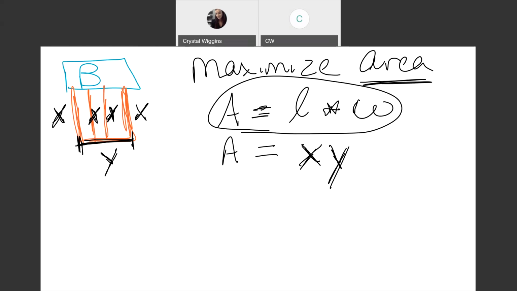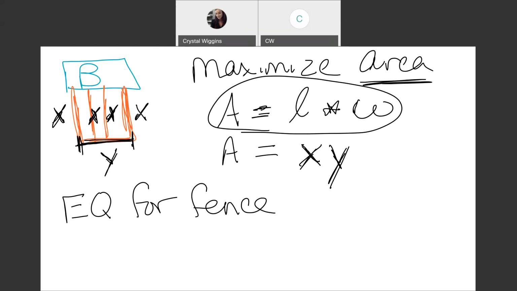Remember, if we went back to the PowerPoint, the numbers we highlighted. We highlighted a 400, but the 400 was not the area. The 400 was the amount of fence. How can we write an equation for the fence?